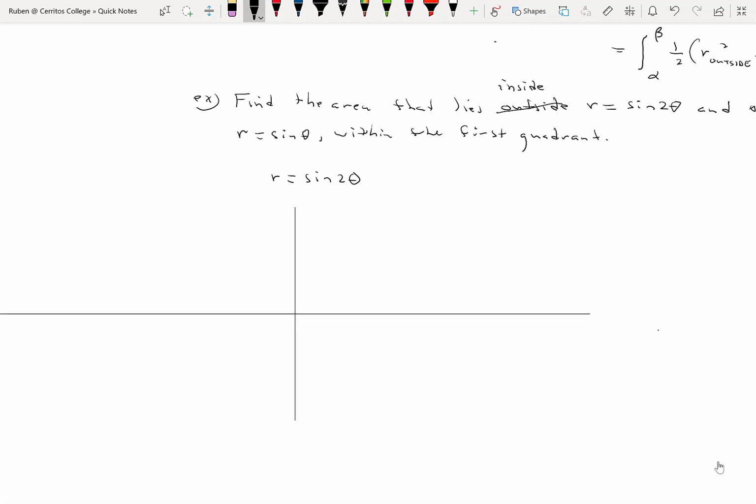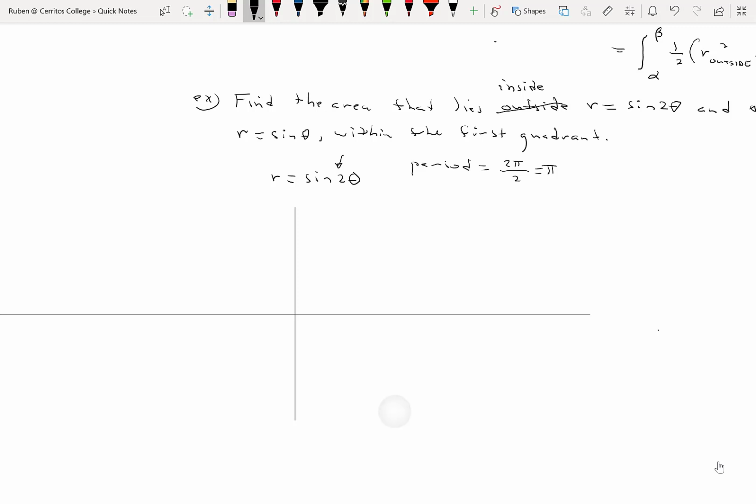Okay. Well, r equals sine of 2 theta has a different period than r equals sine of 1 theta. The period of r equals sine of 2 theta is 2 pi divided by the coefficient of theta. To remind you, that's how we figure out the period of a sine or cosine. We take 2 pi and divide by the coefficient of theta. So the period of this function is only pi as opposed to 2 pi.